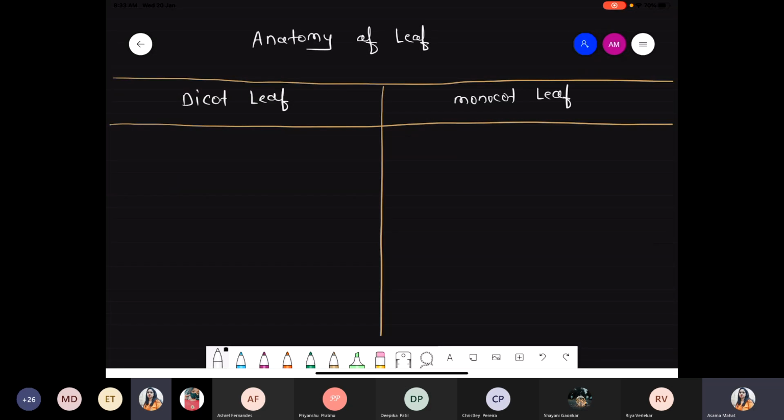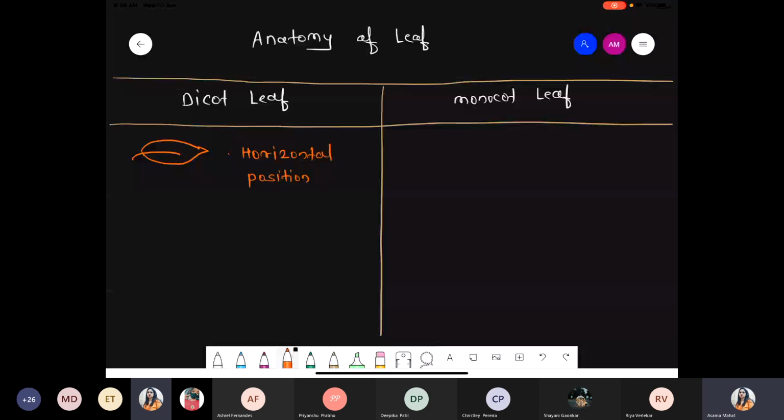If you see the leaf of the dicot, basically the structure is present like this. What is the meaning? The dicot leaf basically represents a horizontal position. The leaf position is basically horizontal.